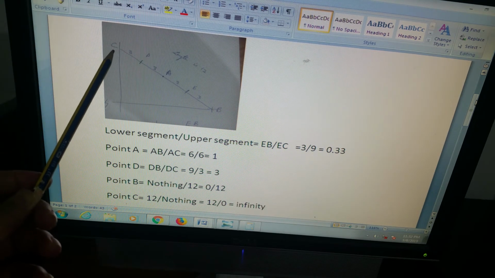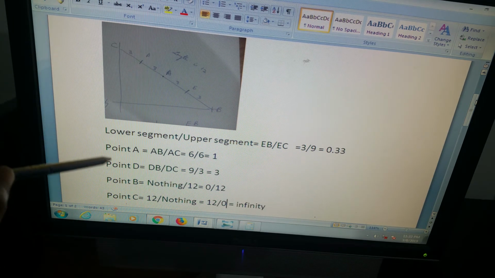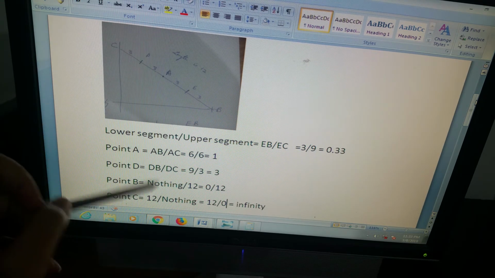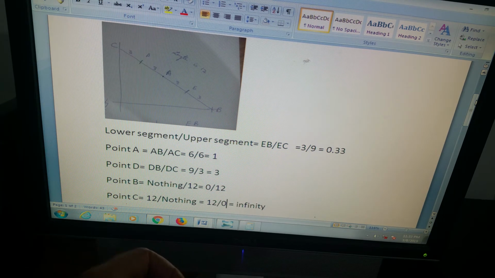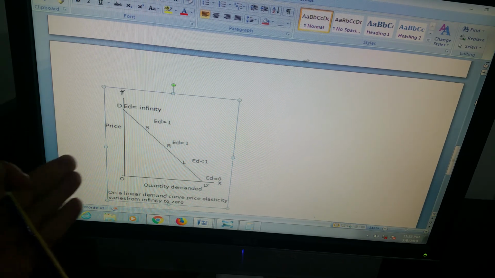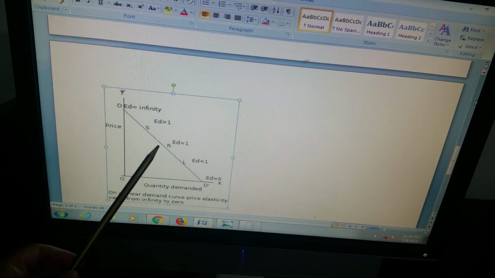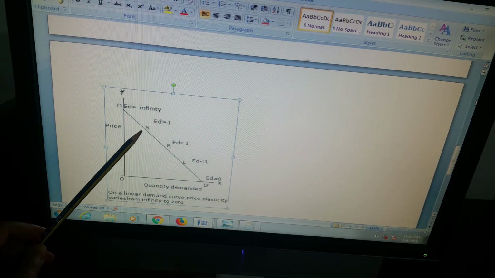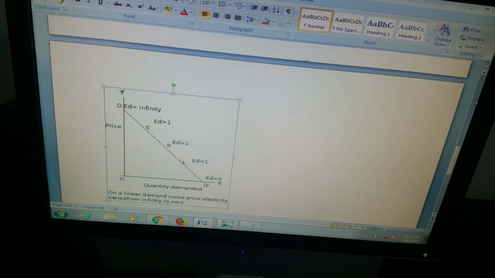And what about this extreme, point C? At point C, the lower segment is big, it is 12, CB. The upper segment, there's nothing above C, so nothing in maths means 0, so 12 divided by 0 is infinity, right? So we get this rule here. What's the rule? On a straight line, any point in the center of the line will have elasticity of 1. Any point above this will have elasticity more than 1. Any point below this will have elasticity less than 1.